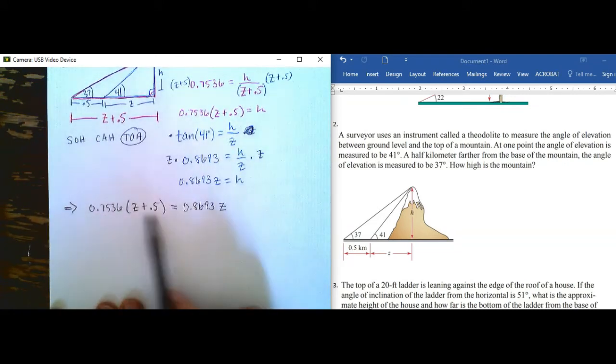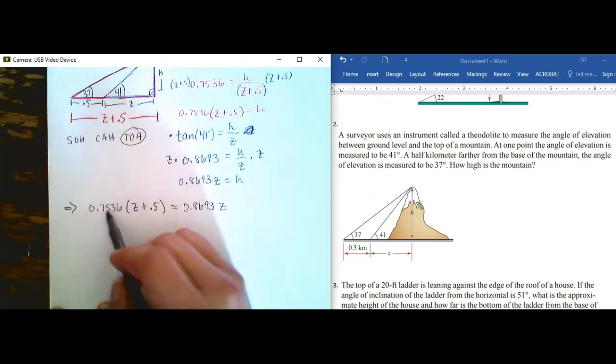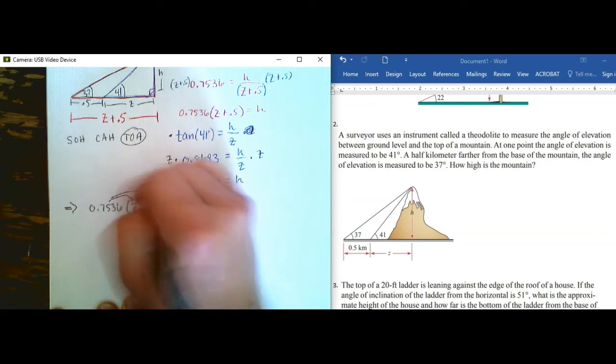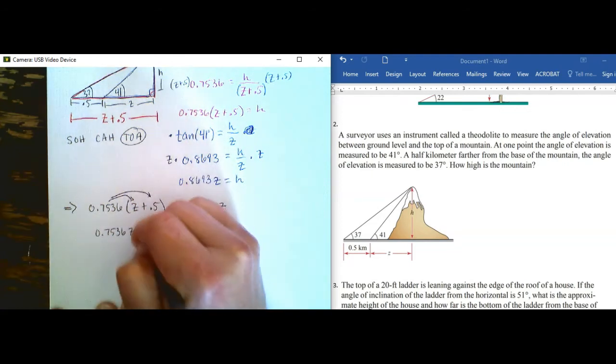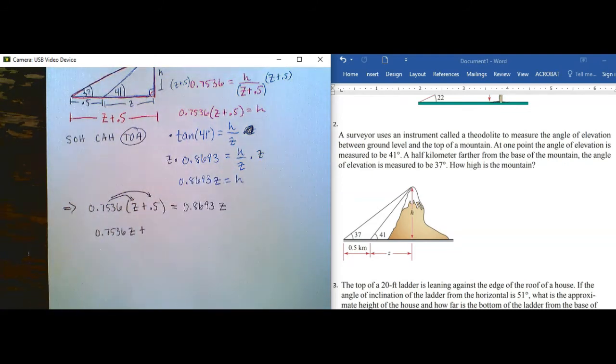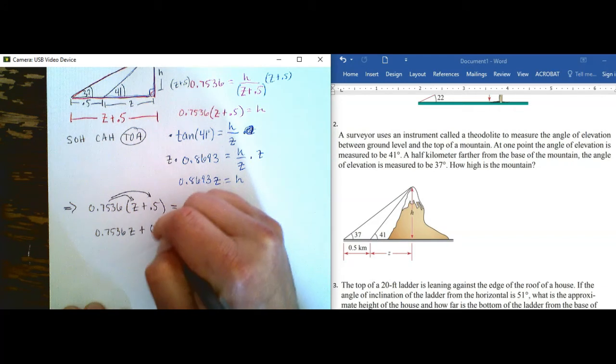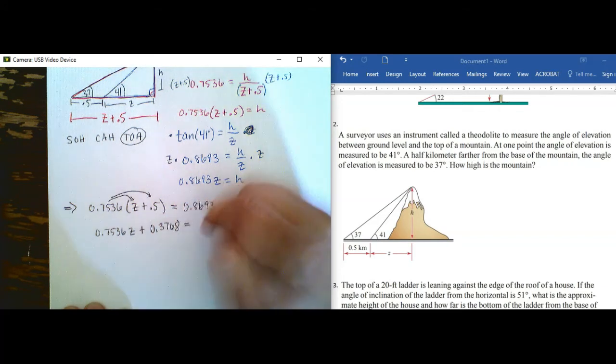So now you can see that we have an equation that involves z only, so we can solve this. So we're just going to distribute like normal, just with these weird values. So let's see what we get. If we distribute here, we'll get 0.7536z plus, all right, let's multiply that, 0.7536 times 0.5 equals 0.3768, which equals 0.8693z.